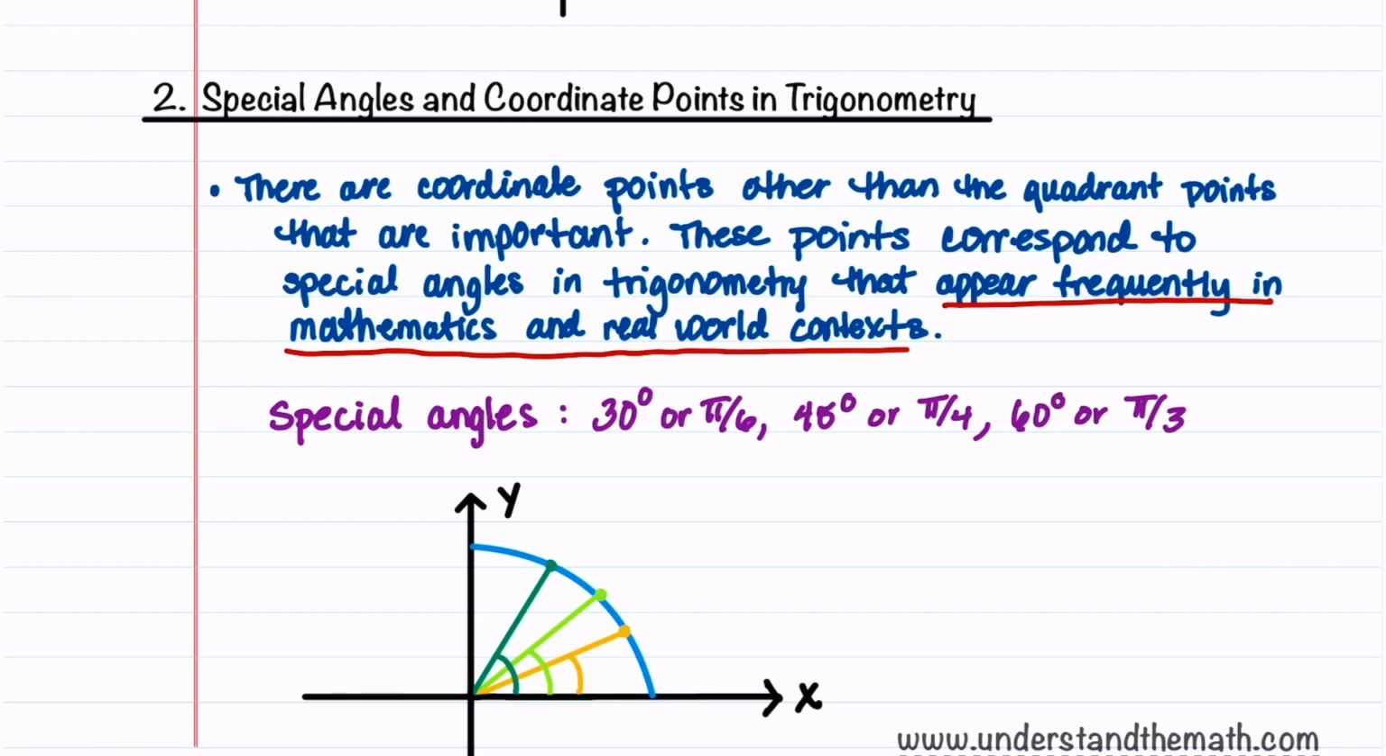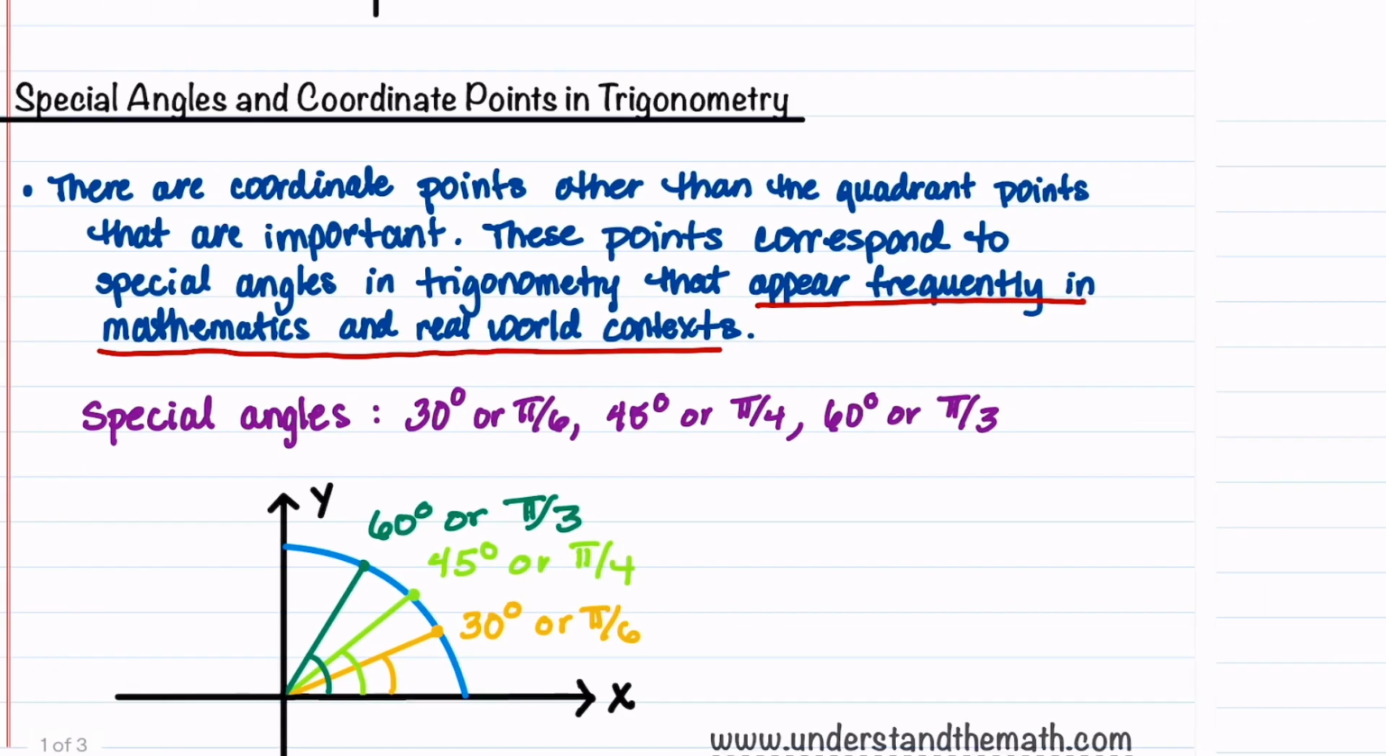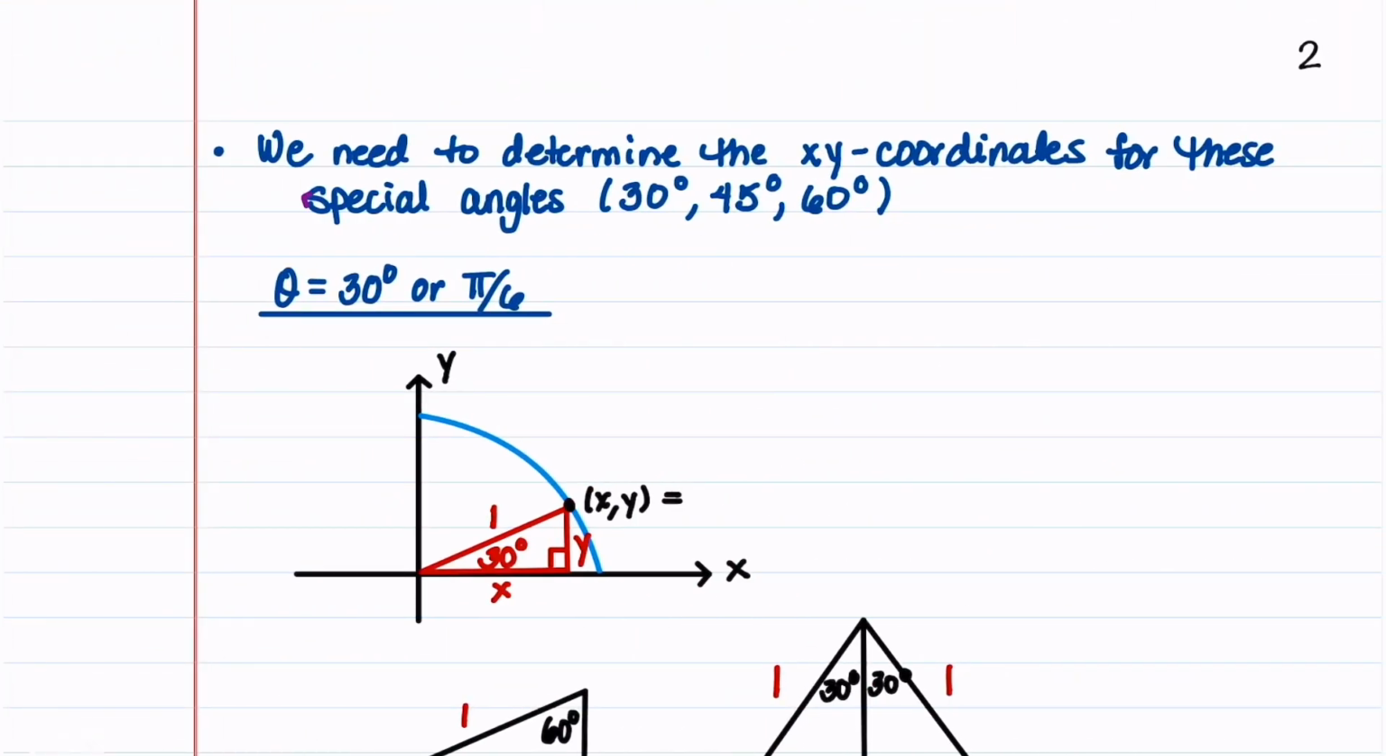This first angle is 30 degrees, or pi over 6. The next angle is 45 degrees, or pi over 4. And the last angle is 60 degrees, or pi over 3. We now need to determine the xy coordinates for these special angles. We'll begin with an angle of 30 degrees.